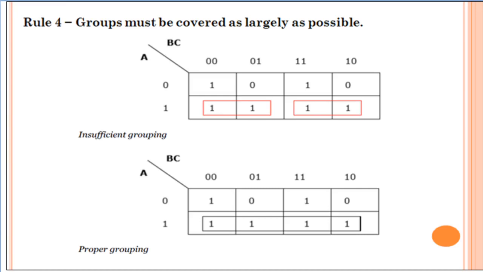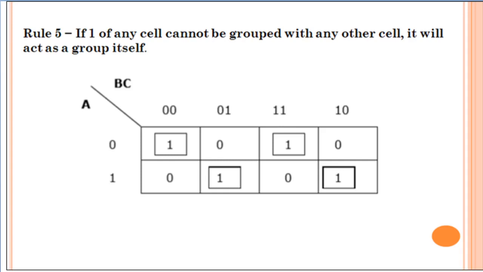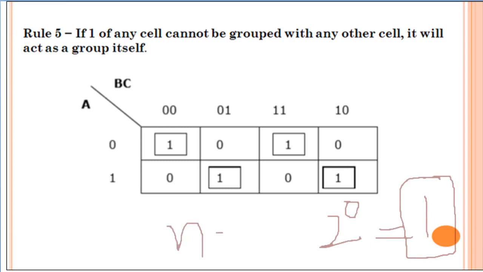So try to make the group as large as possible. Next, if any cell cannot be grouped with any other cell, it will act as a group itself. That is the case of 2 to the power 0, which is 1. That means we can create a group of one cell, 2 to the power 0, that means n is equal to 0.